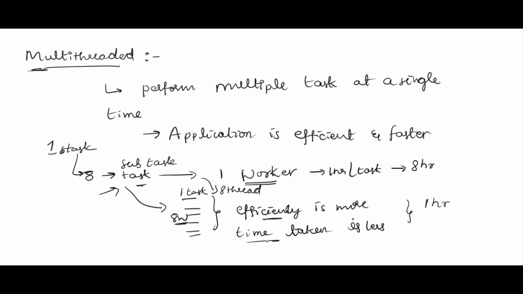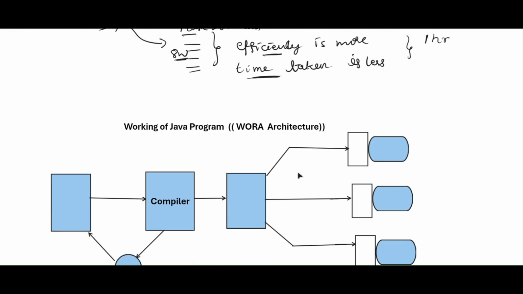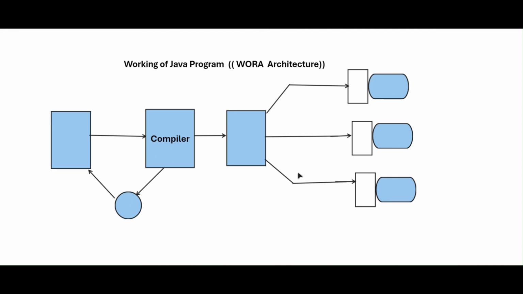So it will increase the efficiency and the total time taken is less. So this is the use of multi-threading. So this is all about the features of Java language. So in the next concept we are going to discuss about how Java program works.